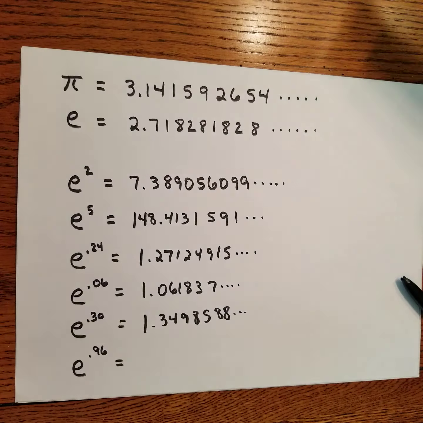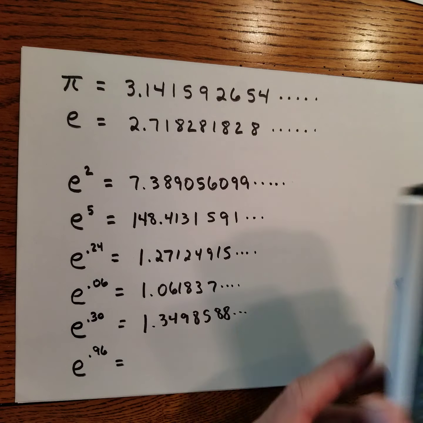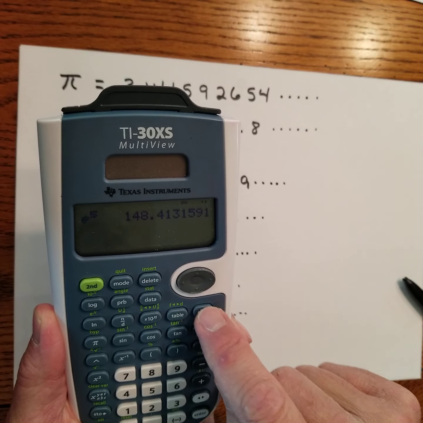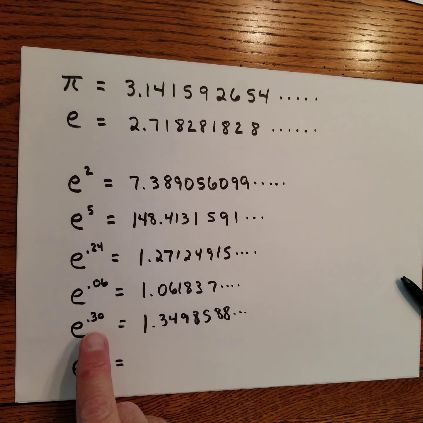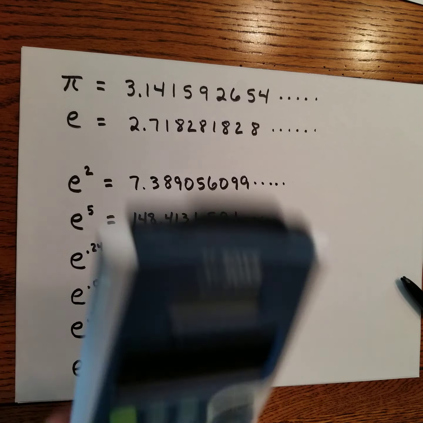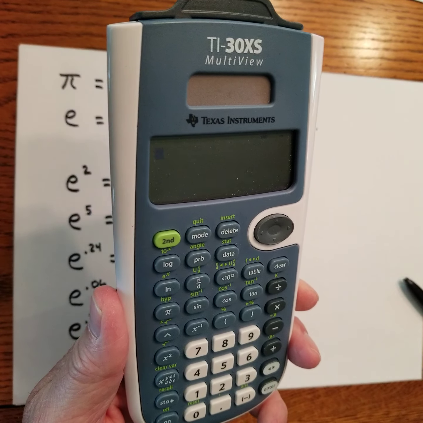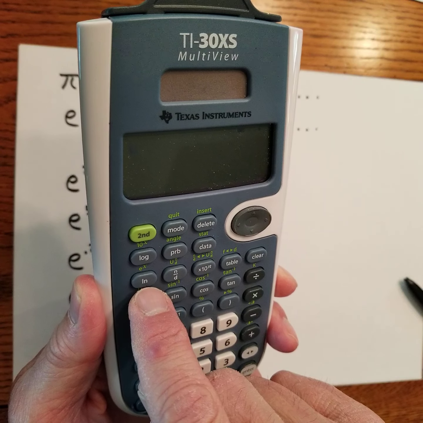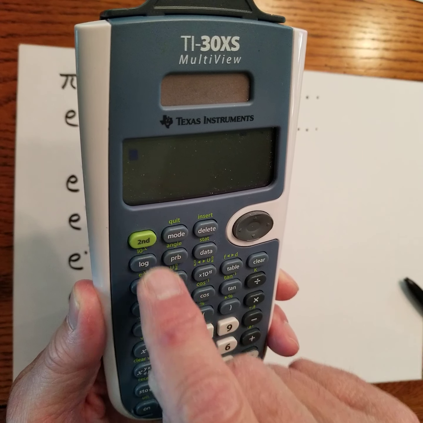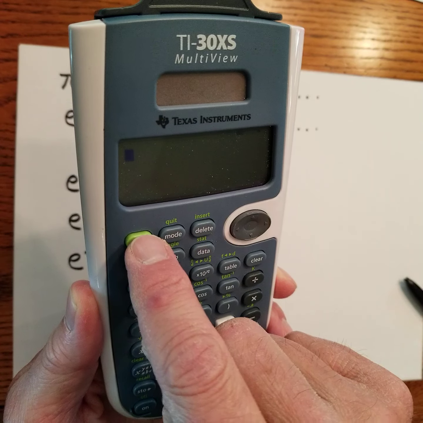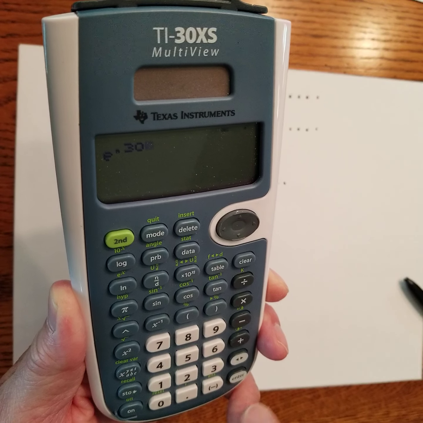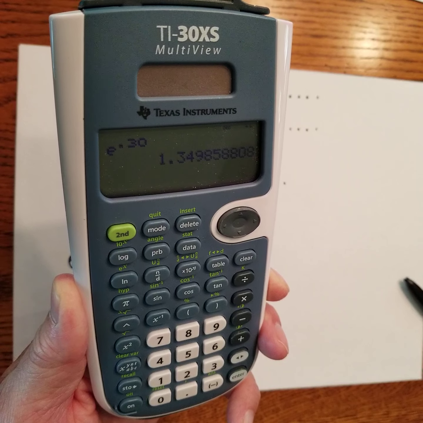Let's try this same problem on this Texas Instrument calculator. Our job is to find e to the 0.30. It should be 1.349. On this calculator, you hit the e to the x button first. The e to the x button is above natural log. It's the second function, e to the x. Then type in 0.30. And there's my answer of 1.349.